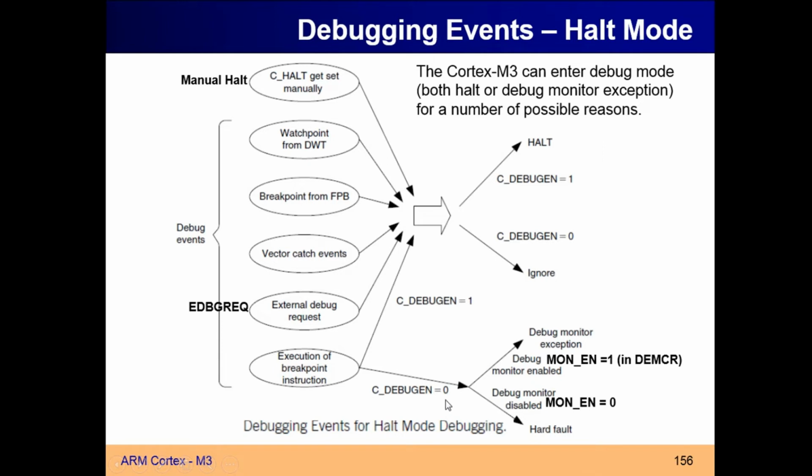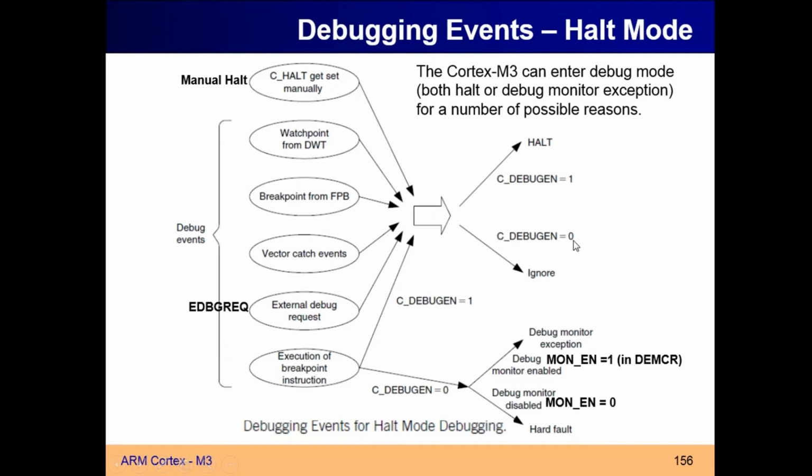If it is not set, what will happen? It will check for these two conditions. Whether monitor enable is on. Monitor enable means whether debug monitor exception is enabled. If it is enabled, it will generate debug monitor exception. But if it is disabled and C debug is disabled, when both are disabled, it will generate a hard fault. So either debug enable bit or monitor enable bit should be set.